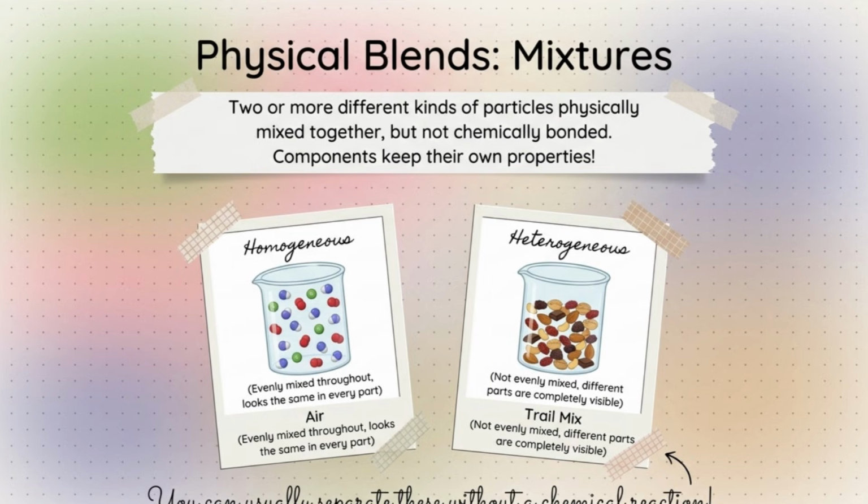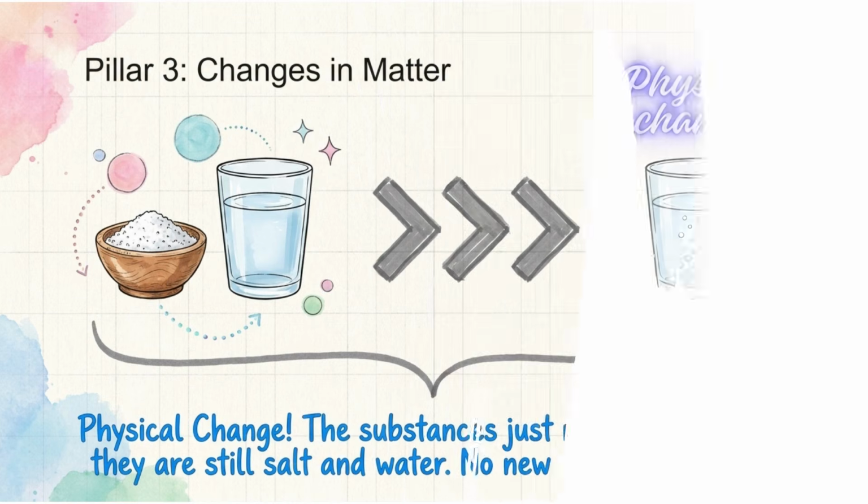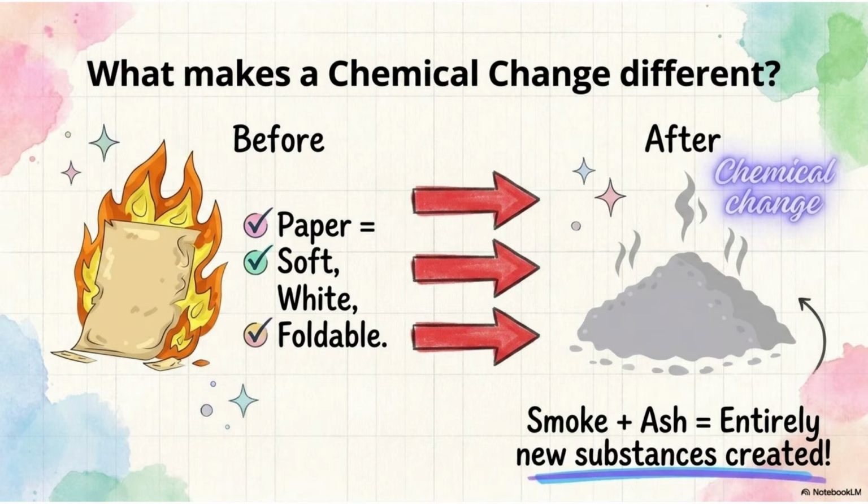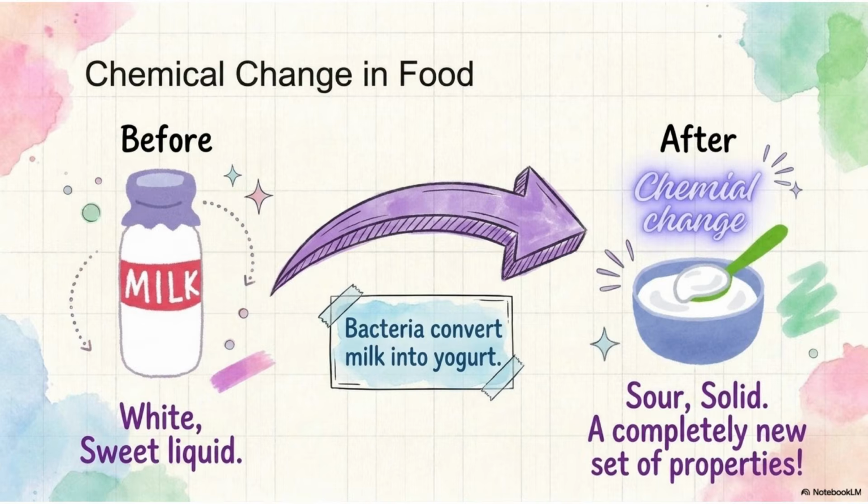This actually helps us understand the two main ways matter transforms. Dissolving solid salt into liquid water? That's a physical change. No new substance is formed, and it's super easy to reverse. You just evaporate the water. But chemical changes? Oh, they're a one-way street. Burn a piece of paper, and it turns into smoke and ash. Let bacteria act on milk, and it transforms into yogurt. Those are irreversible chemical changes where completely new substances are born.